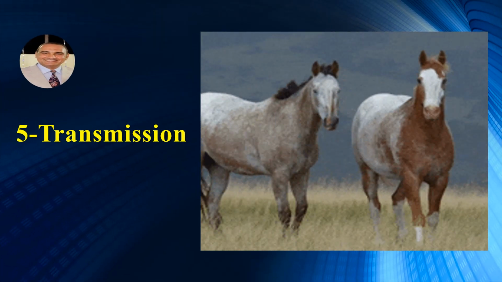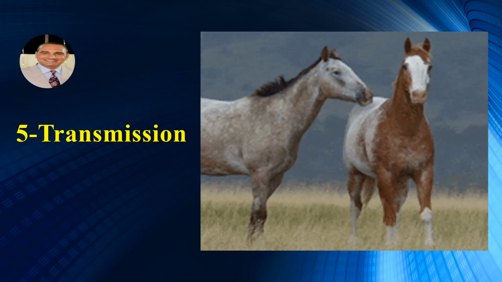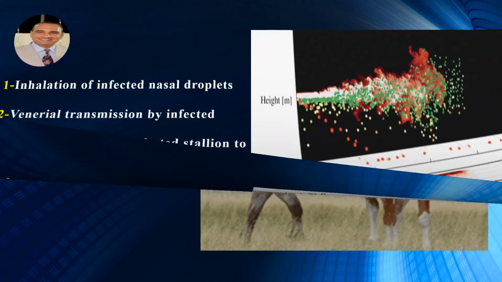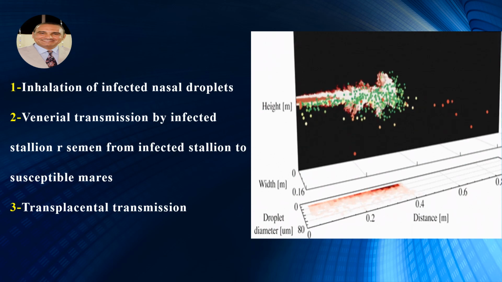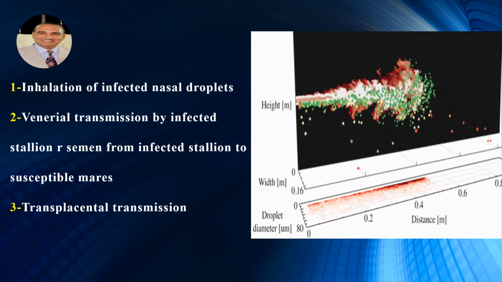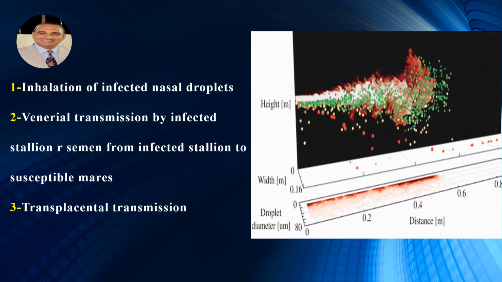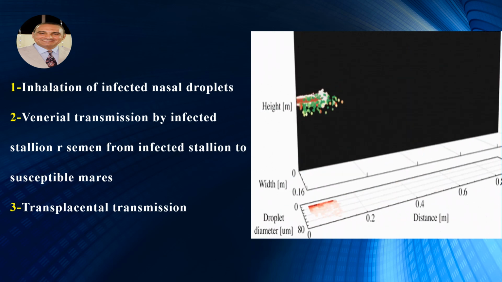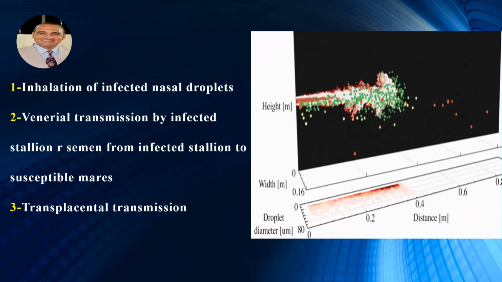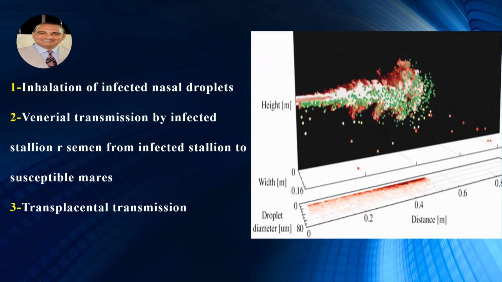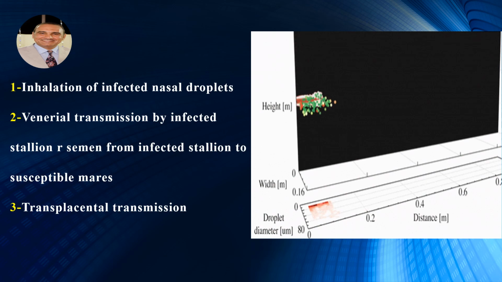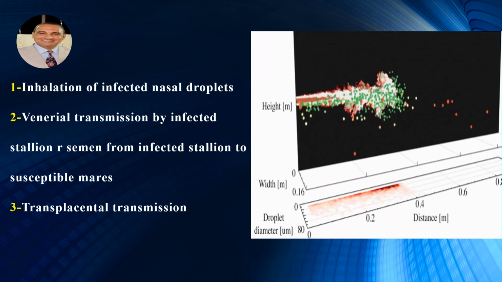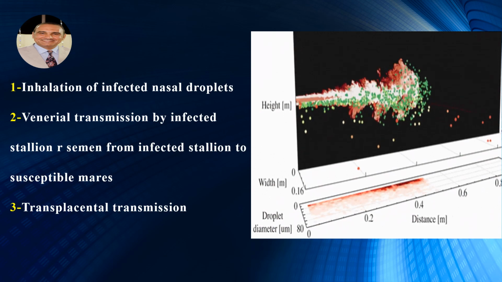Transmission of equine viral arteritis. Equine viral arteritis disease is transmitted through inhalation of infected nasal droplets, venereal transmission by infected stallion, or by AI semen from infected stallion to susceptible mares, and transplacental transmission.